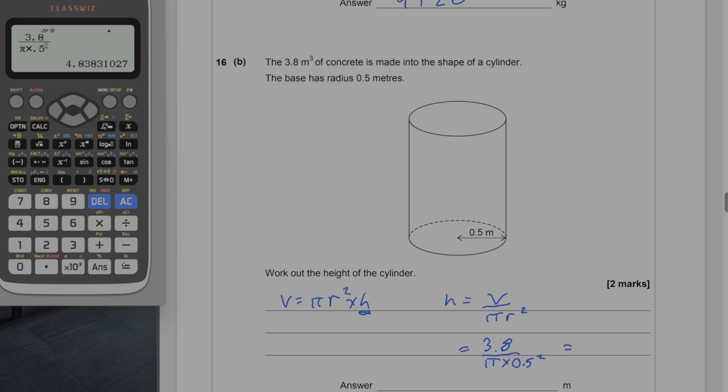Okay, so we should have a height of 4.838 3 dot dot dot. So I'm going to give my answer to, if we look, we've got this to two significant figures. We've got this to one significant figure. I always like to go one more significant figure or one more decimal place, and that would be the same for both really. So I'm going to go 4.84 meters.